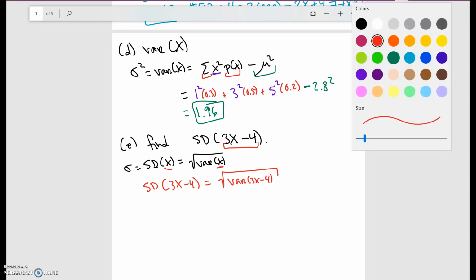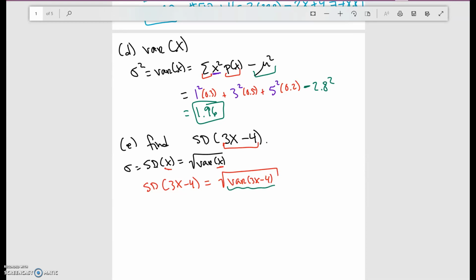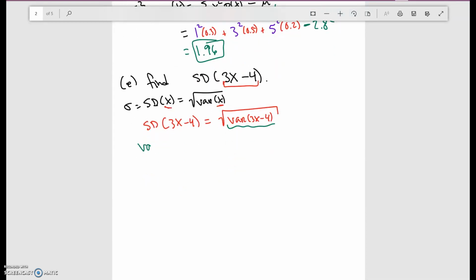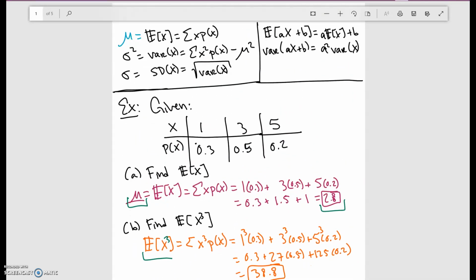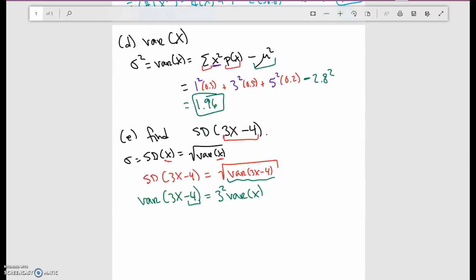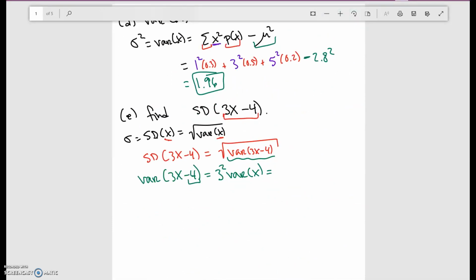So first I have to find the variance of 3x minus 4. One of the properties of variance is that I can take out the 3, but when I take it out, I square it, then take the variance of x. And this 4 is going to go away, because according to the properties, when I take the variance, this extra constant just goes away. The variance of a number is just 0. So 3 squared is 9, times the variance of x. Now what was the variance of x? Well, the variance of x was 1.96.